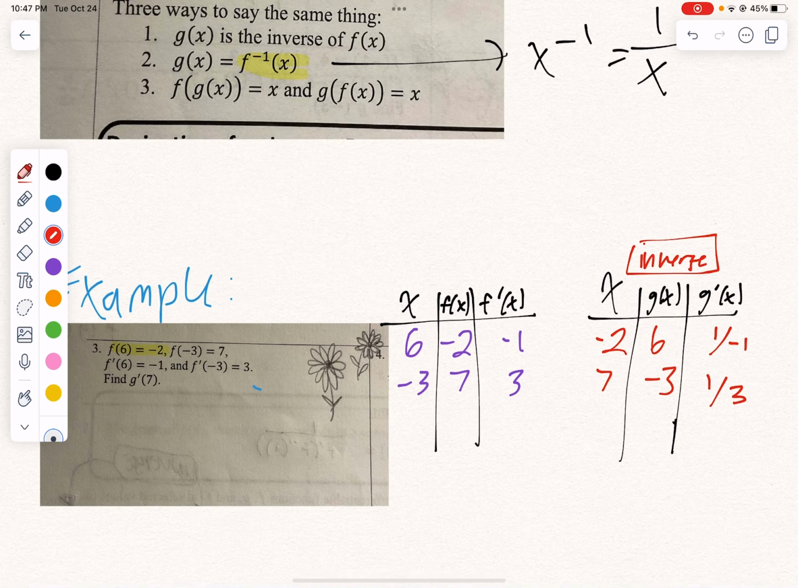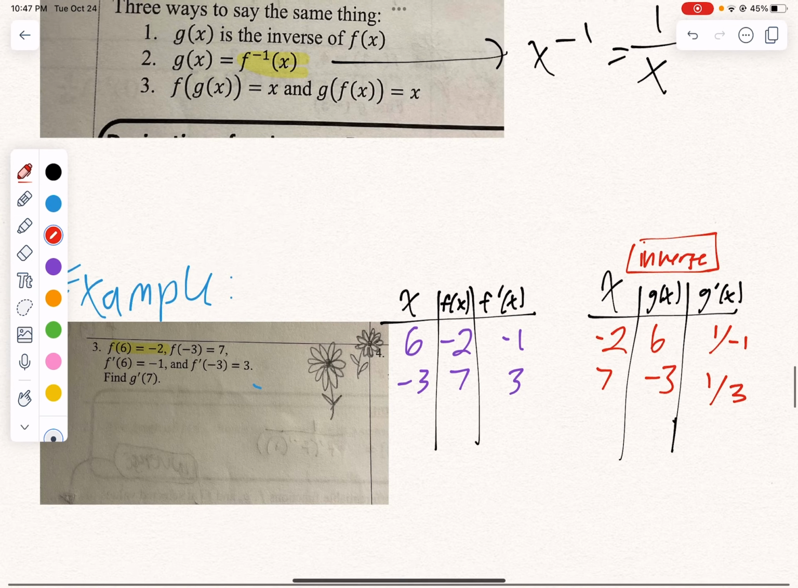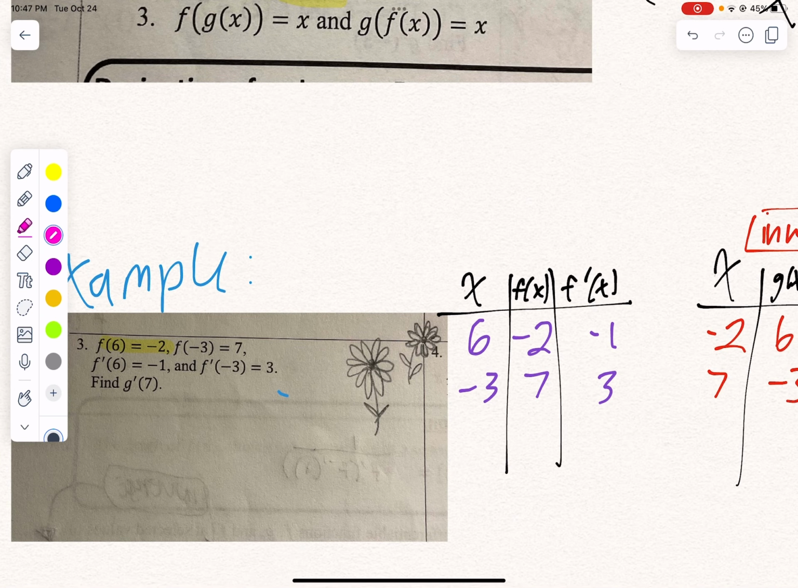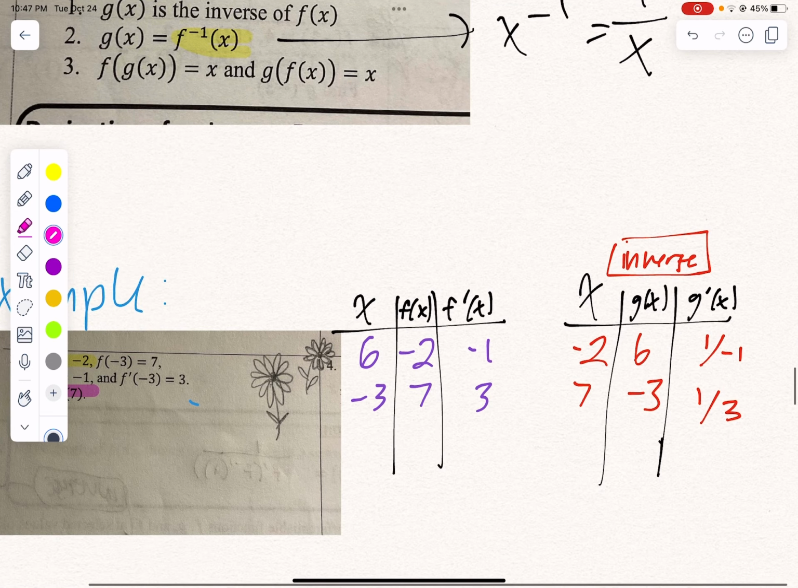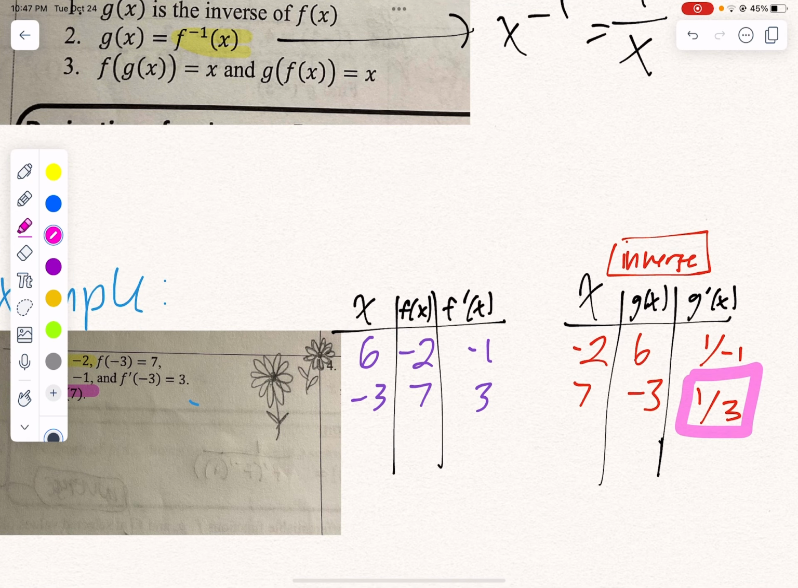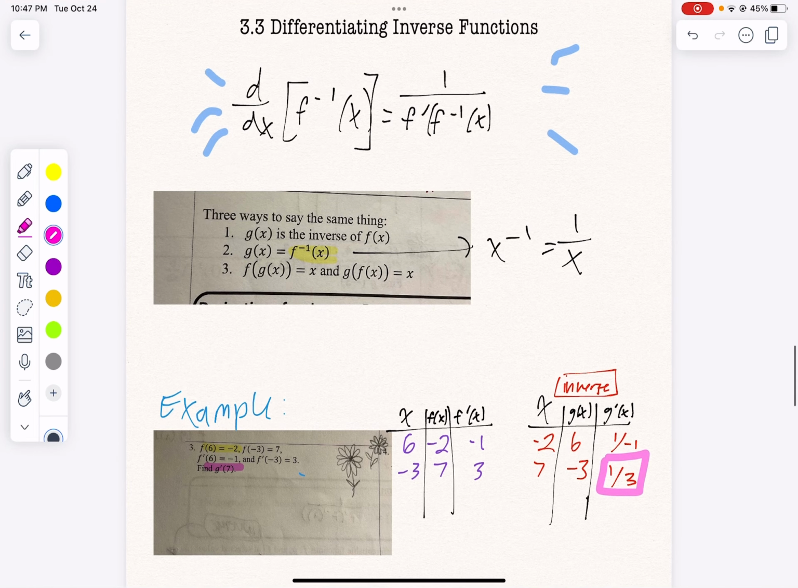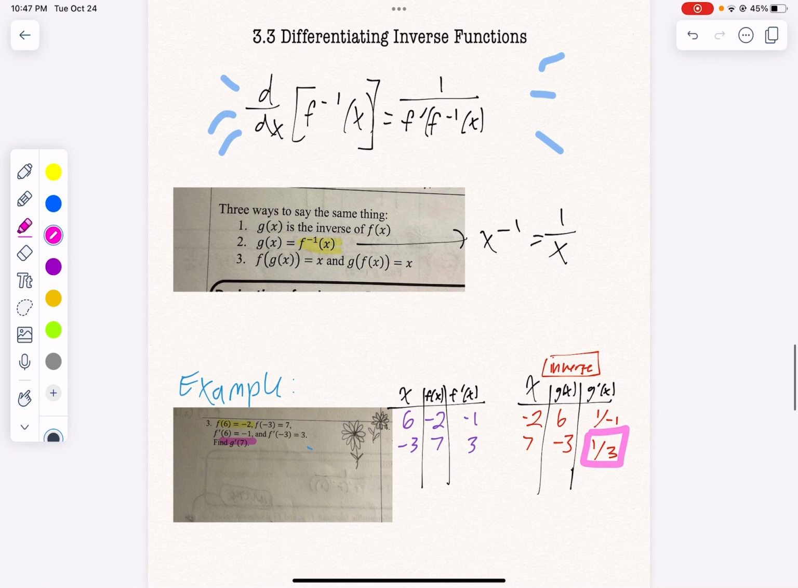Yep, and the question was asking find g prime. This is what the question actually wanted. Find g prime of 7, and we can see right here that g prime of 7 is 1/3. Alrighty, and that is all for differentiating inverse functions.